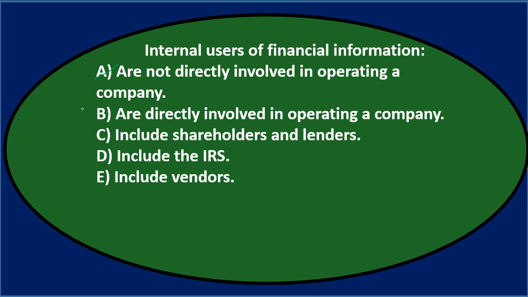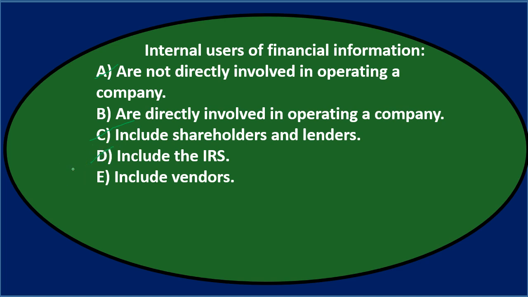C says include shareholders and lenders. Now, shareholders and lenders, you would think are external. They're not involved internally in the company usually. And then we have include the IRS, and they're kind of like our silent partner, I guess. Involuntary silent partner, but not directly involved in the company, I don't think so.